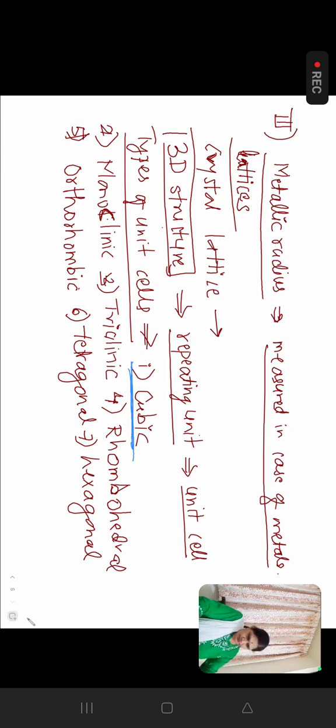Yes, ma'am. So first is cubic unit cell, or you can say cubic type crystal lattice.